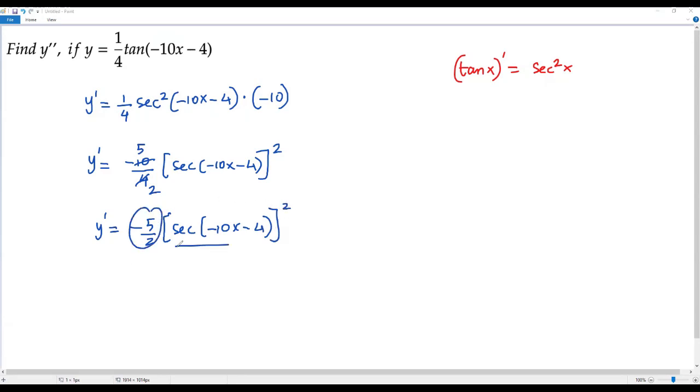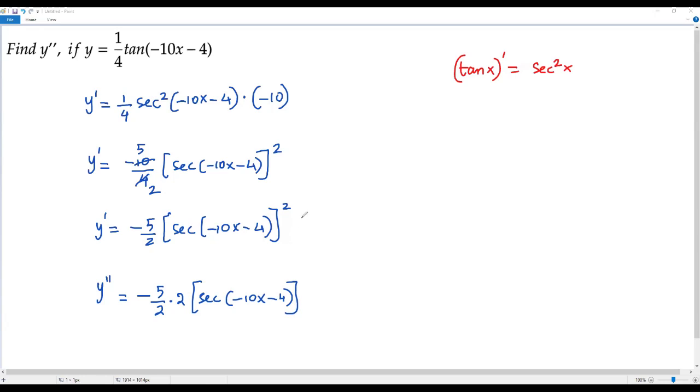Again, it's a constant multiplied by the variable part. So when I find the derivative, I have to keep the constant as it is. On the left side, when I find the derivative again, y prime will become y double prime. So I keep the constant -5 over 2 as it is. Now to get the derivative of this one, I have to use the power rule, because here we have exponent 2. Power rule means I bring this exponent 2 in front and subtract 1 from the exponent. When I do so, I get 2 times secant of (-10x - 4) to the power of 2 minus 1. So 2 minus 1 is just 1, and whenever the exponent is 1, we simply leave it.